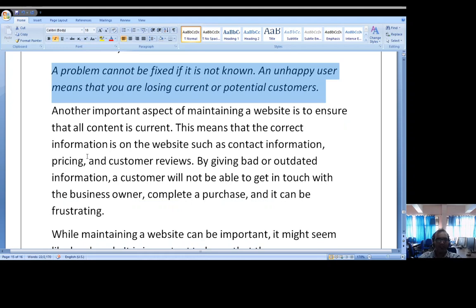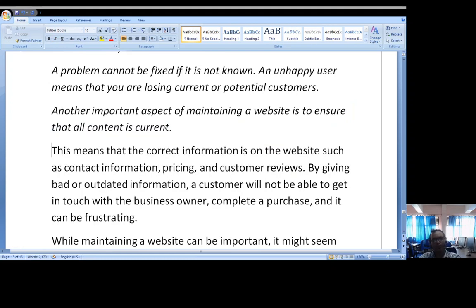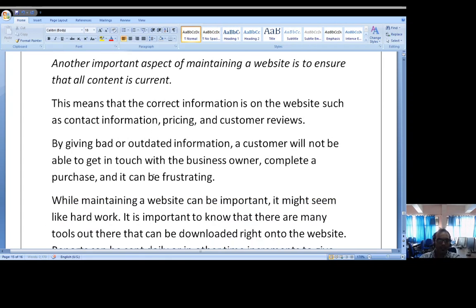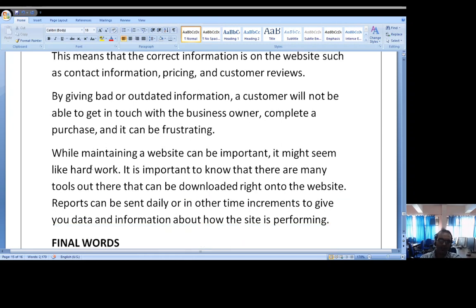Another important aspect of maintaining a website is ensuring that all content is current. For example, suppose you have a GK website and the CM of some state has changed. If your website is showing the old content, the credibility of your website gets lower. So regular updating and correct information should be on your website, because from information you get better reviews and better pricing from the customer. By giving bad or outdated information, a customer will not be able to get in touch with the business owner or complete a purchase, and it can be frustrating.